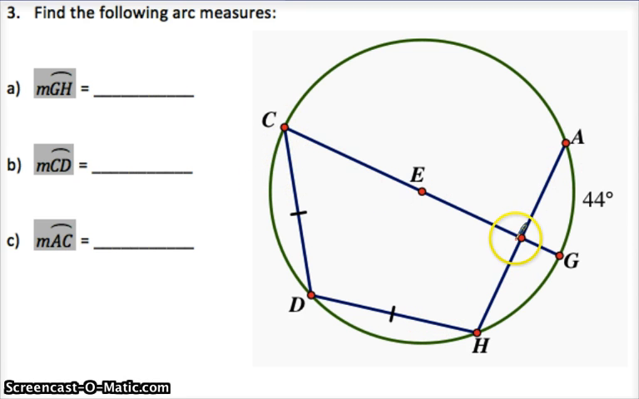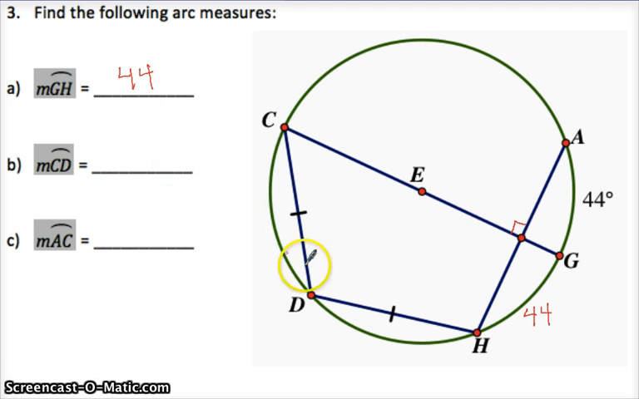Oh, here's a chord. Oh, did they tell me this is a bisector? I don't think they did. I think they kind of have to draw this in. We would have to know that, or we'd have to know those are congruent or something. This is only an interesting problem if we know this is a perpendicular bisector. So go ahead and draw that in. Let's assume that. That makes that 44, and that's our first one.